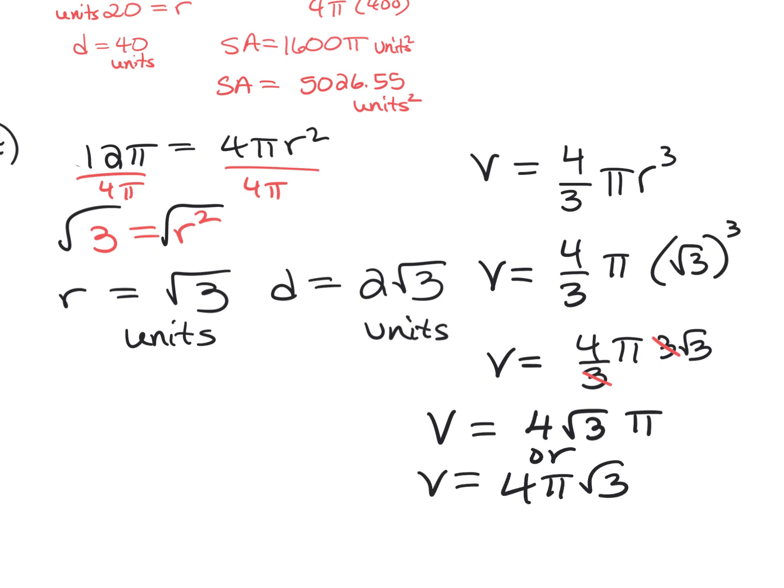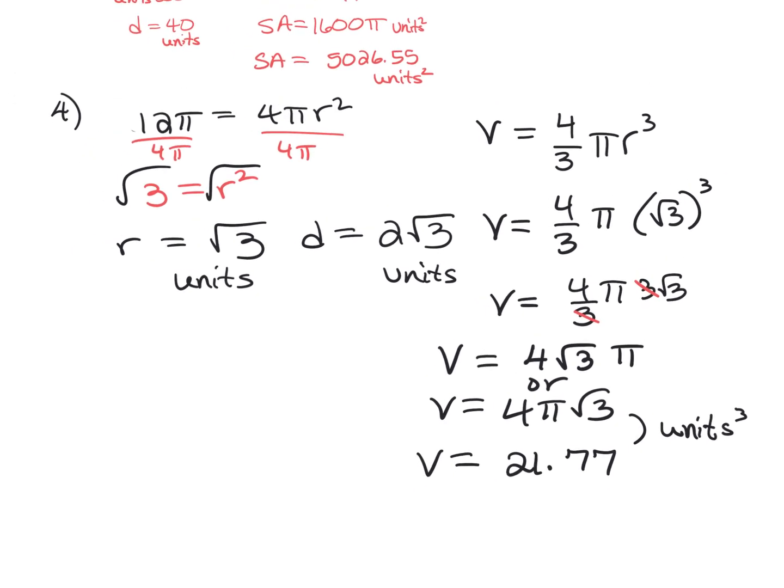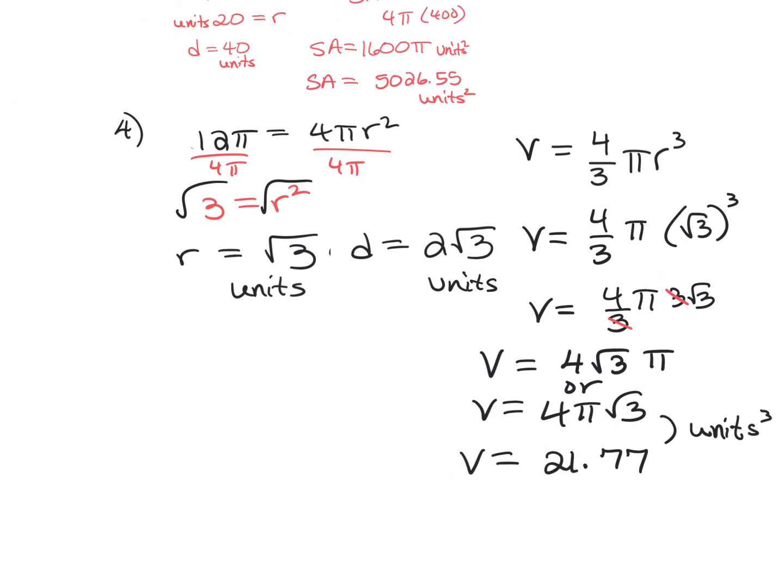But rounding to the hundredths place, multiplying 4 times pi times the square root of 3 is going to give me 21.765, so 0.77, and these are both units cubed. Now, for number 5, since they gave me the radius as just an r, really all I'm doing is rewriting the formulas on number 5.